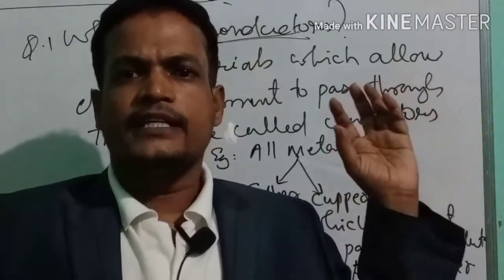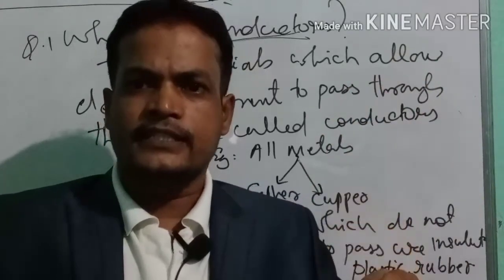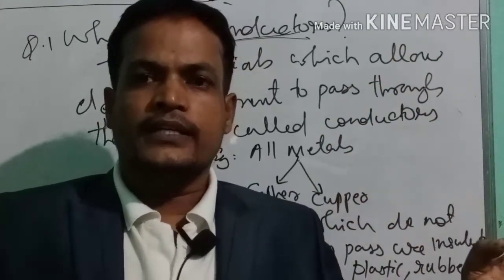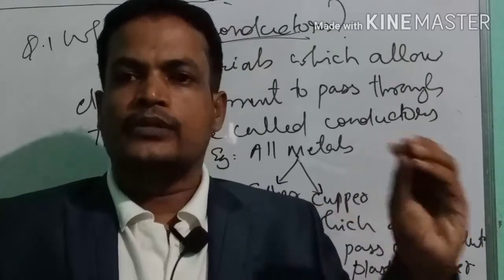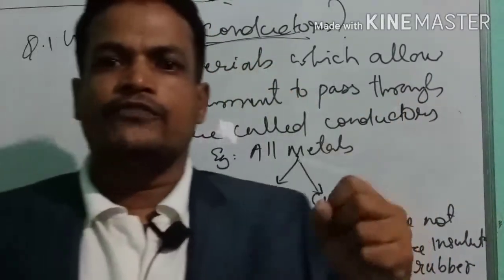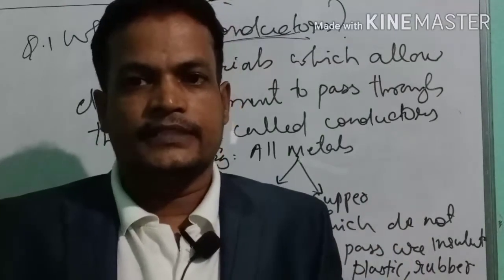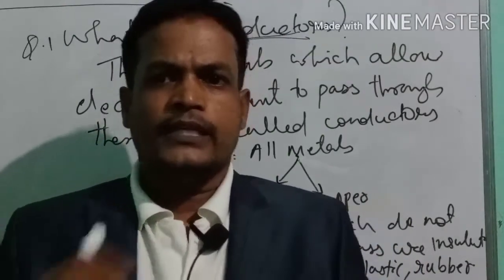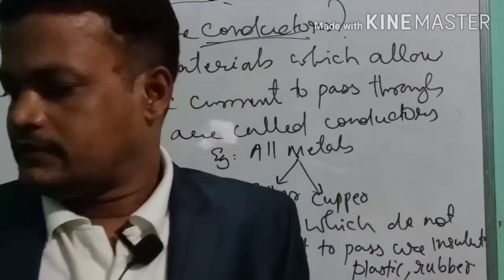So these are the materials on the basis of conducting electricity. Materials are divided into good conductors and bad conductors. Good conductors are called what? Conductors generally, and the bad conductors are called insulators. Is it right? Next, come to how the electric current flows through a circuit. Let us see.